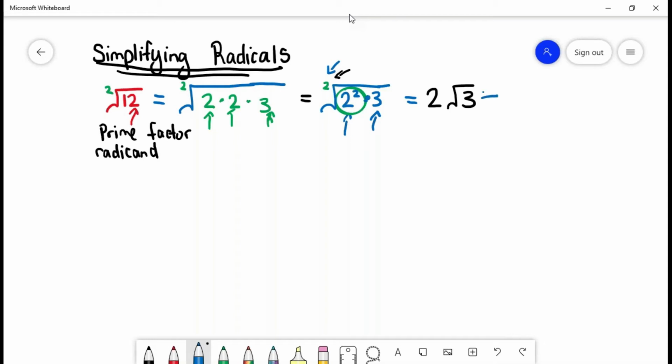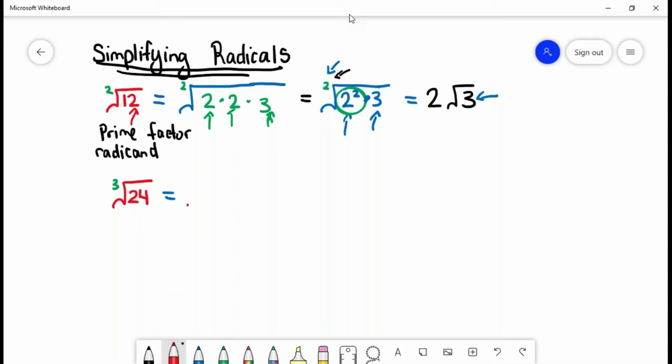And as you can see, this root 3 inside this radicand cannot be simplified any further. So this works. I'll go over another example of simplifying radicals with you as well. If you had, for example, root 24 and the root index was 3, we essentially do the exact same thing. We're just going to be prime factoring this again.